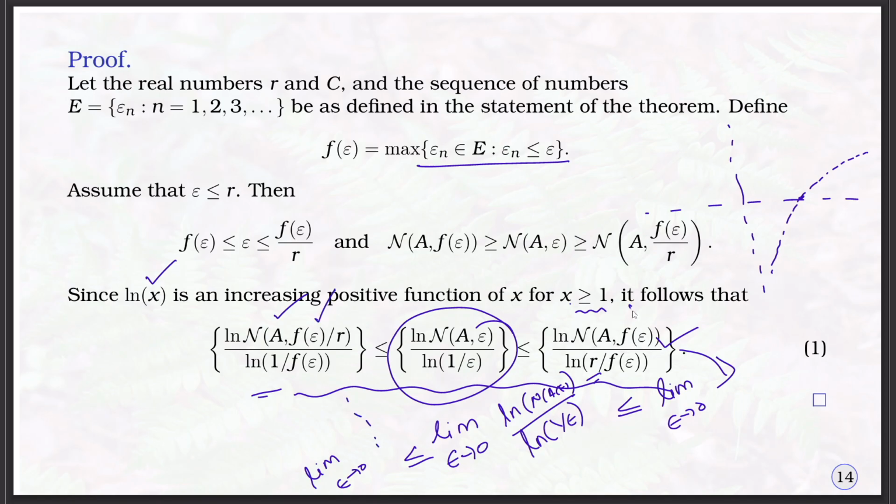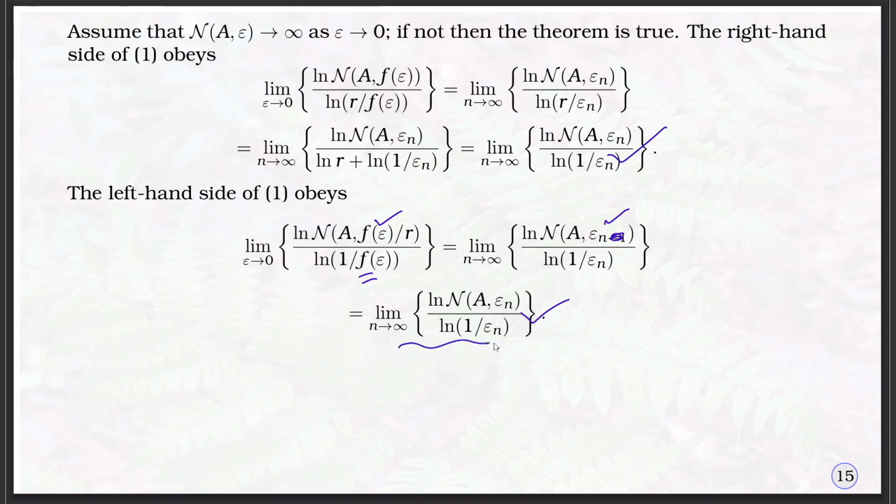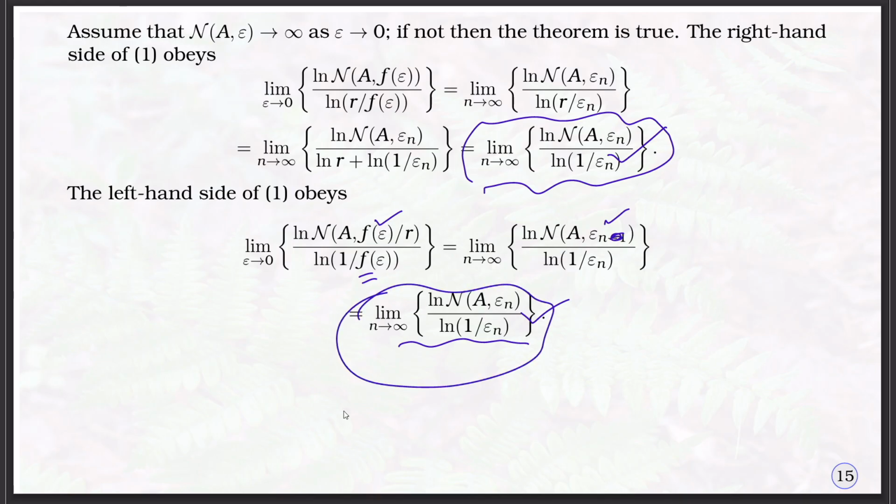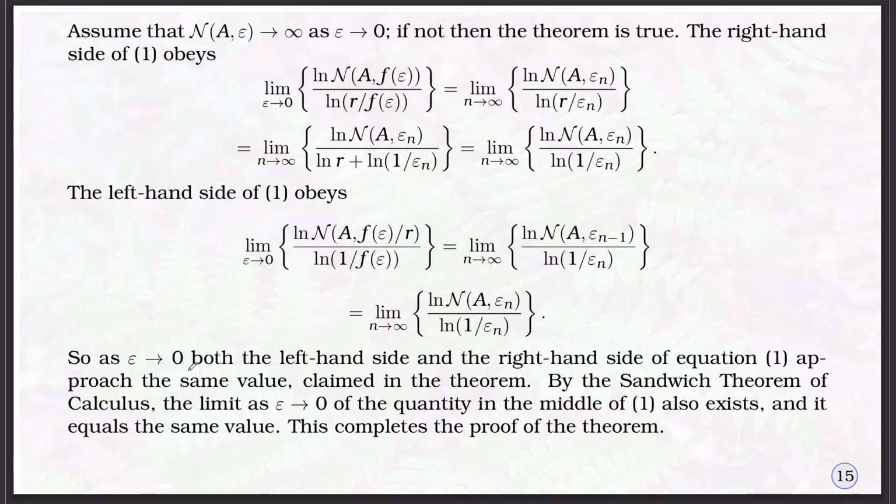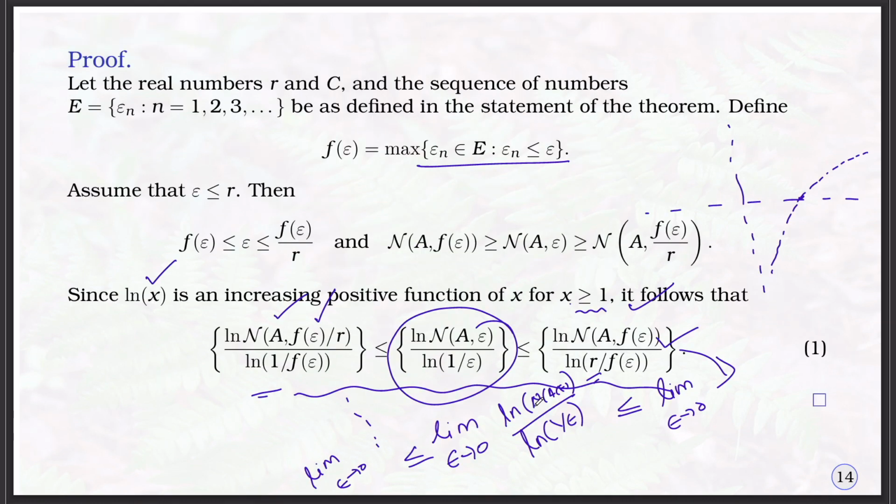Now this left side and right side both converge to this quantity. As per the squeeze lemma in real analysis, one can get that as epsilon tends to 0, both the left side and the right hand side of the equation 1 approach the same value, claimed in the theorem, by the sandwich theorem of calculus. Then the limit as epsilon tends to 0 of the quantity in the middle also exists, which is equal to the limit of both the sequences.